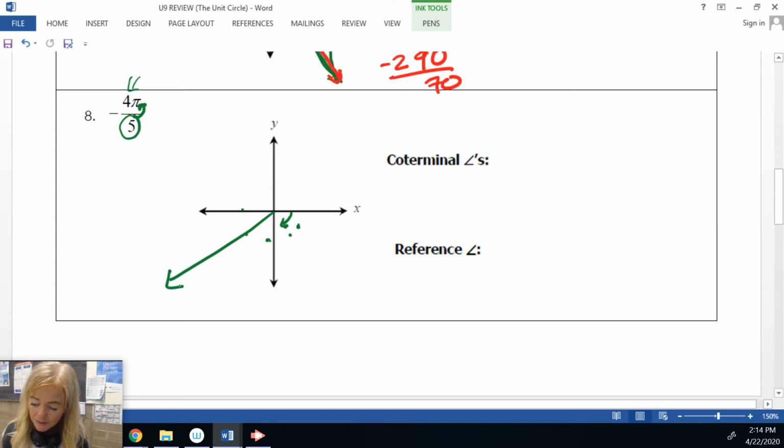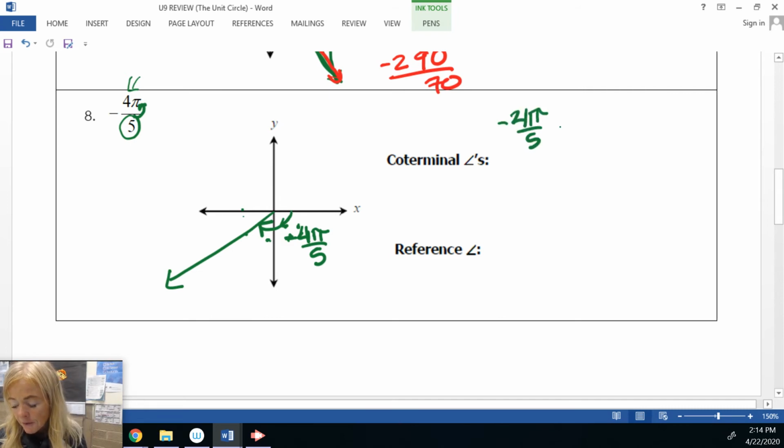That's negative 4 pi over 5. Okay? So again, we break up pi into 5 parts and we traverse 4 of them. All right, so that's going to be your angle right there. Now to find the coterminal angles, we do the same thing as above, but now we're dealing with fractions.